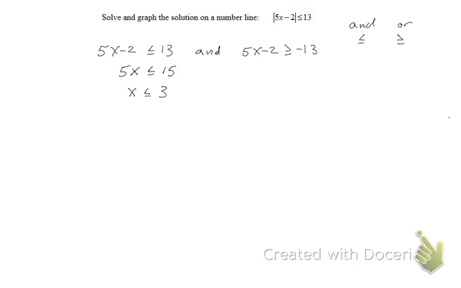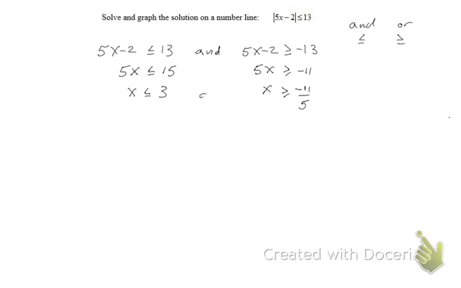Same idea on the right-hand inequality. I'll add 2 to both sides. 5x will be greater than or equal to negative 13 plus 2, which is negative 11. If I divide both sides by 5, I'll have x is greater than or equal to negative 11 fifths.